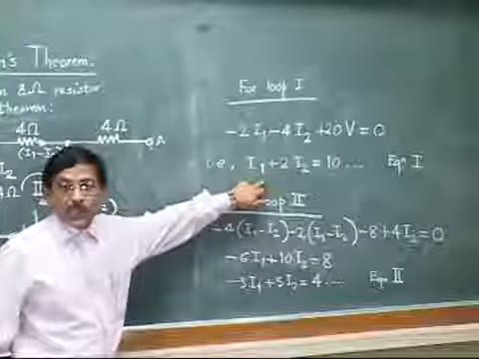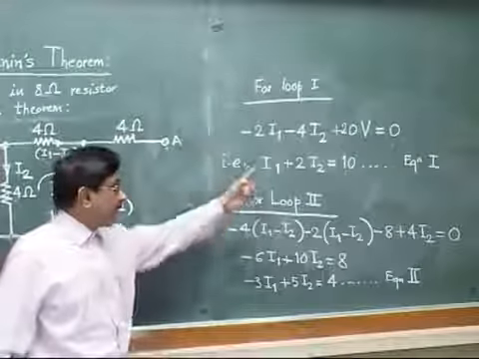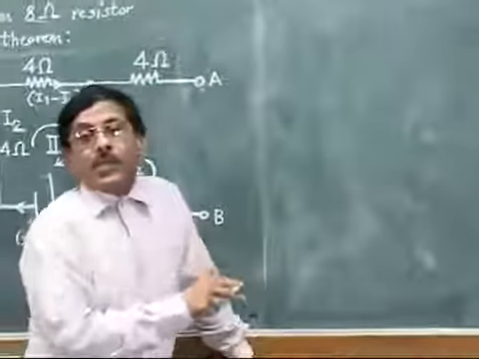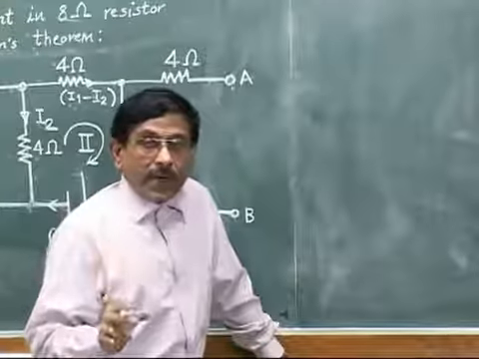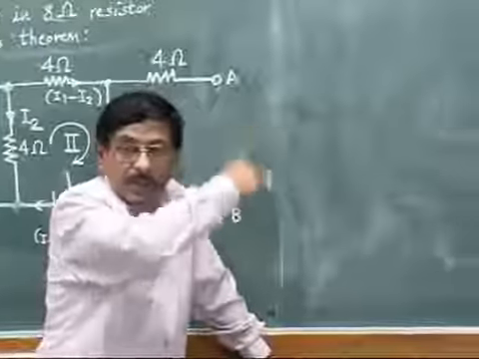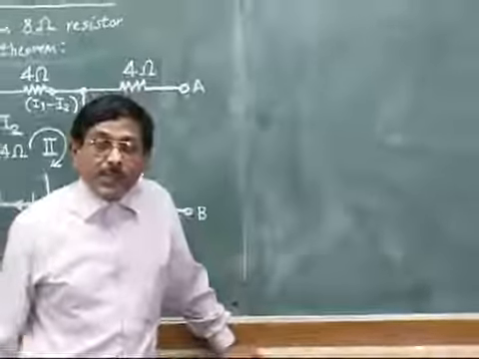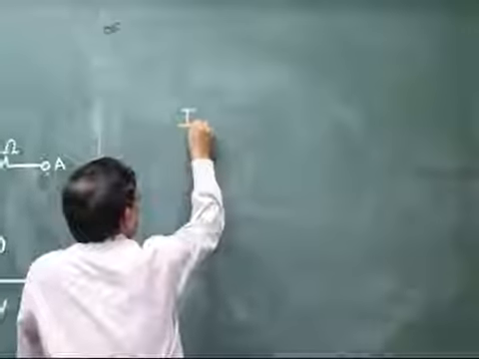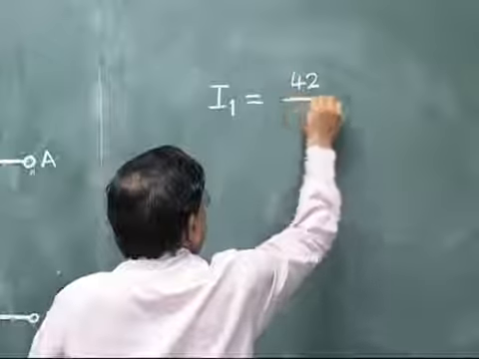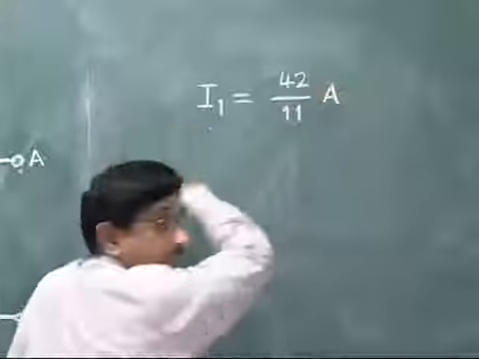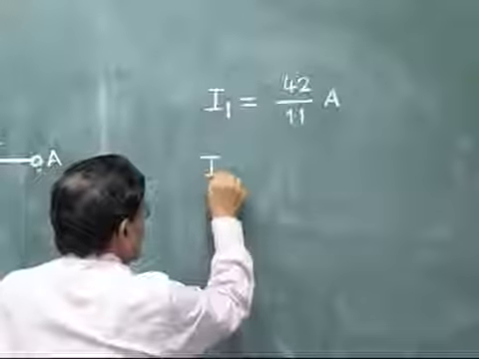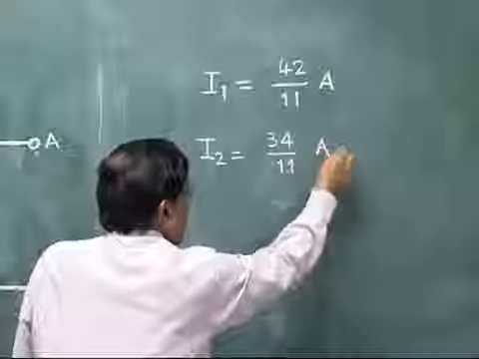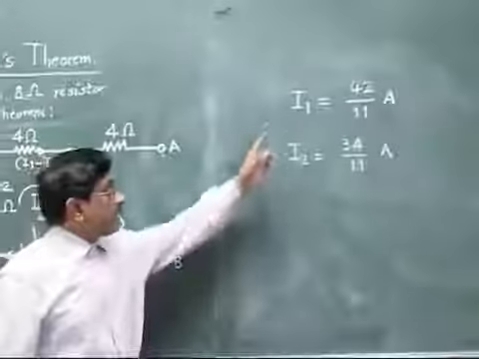Unless we do that, we should not proceed to step 3, because step 3 will require the values of these current variables. If we solve those two equations, we will not waste time in the explanation of Thevenin's theorem, so directly I will tell you the solution. We will get I1 as 42 by 11 ampere, a plus value with the given current distribution, and I2 we will get as 34 by 11 ampere. If you solve these two equations, you will find these values.